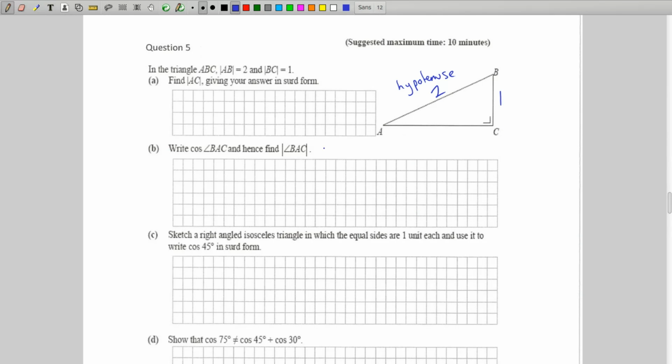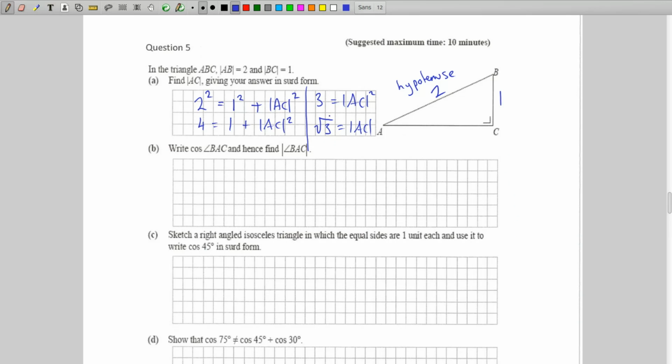And Pythagoras' theorem says that if you square the hypotenuse, so if you get 2 squared, it's the same as if you square the other two sides and add them together. So if you square 1, and if you take AC and square that, we get 4 is equal to 1 plus AC squared. So you bring the 1 over and you get 3 is AC squared. And then you get root 3 is AC. So you undo the square root. The inverse operation is square rooting.